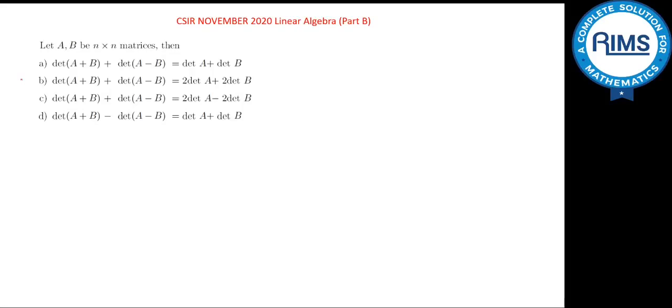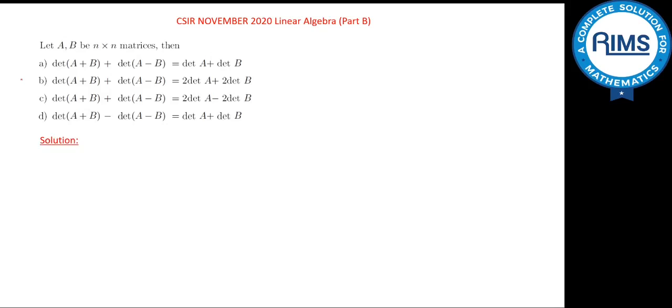Today we are discussing some problems of linear algebra from CSIR November 2020. First one: let capital A and capital B be two n by n matrices, then which of the following statements are true? Four options are given. This problem can be done by eliminating the wrong options by taking examples.